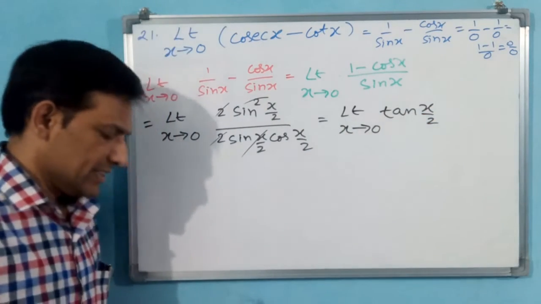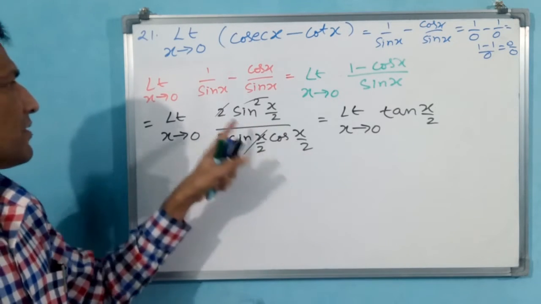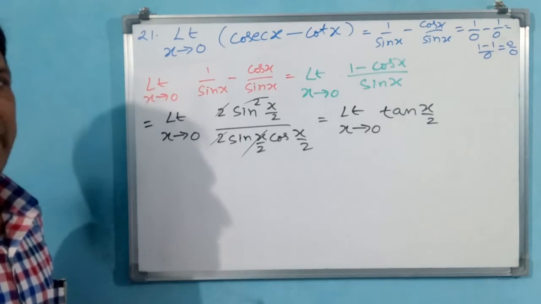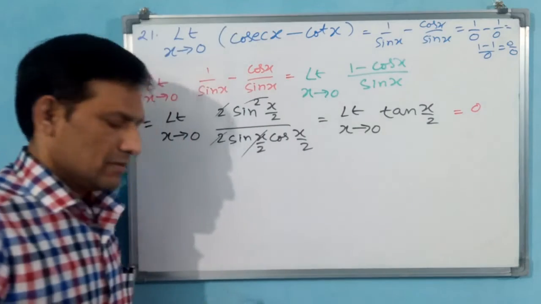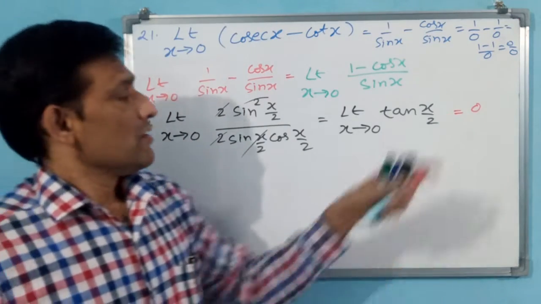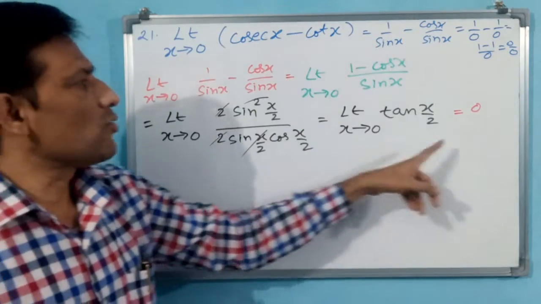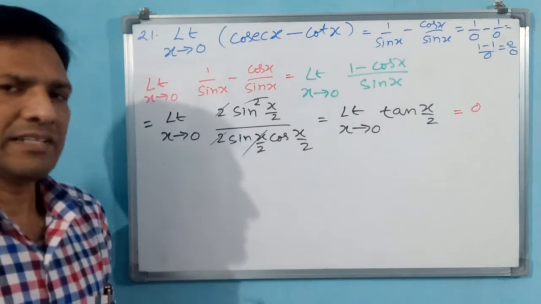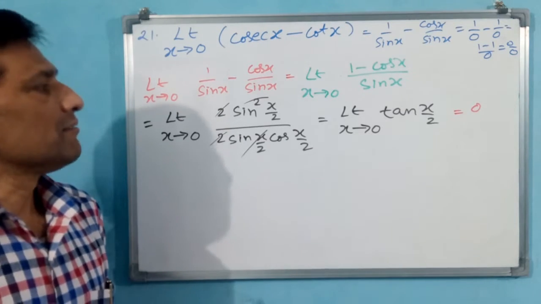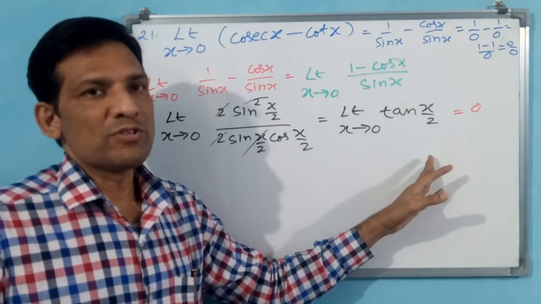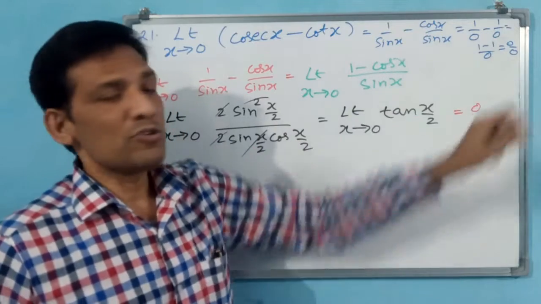Is it okay? One sin will be there, cos will be there, x by 2, x by 2. Sin x by 2 by cos x by 2 is tan x by 2. Directly you can apply 0. See, 0 by 0 should not come. You have avoided 0 by 0 and taken it into 0, that's all. It is simply 0. 0 is the limit. Why? Because if you apply 0, tan 0 is going to become 0. If simply 0 comes, that is the correct answer. But 0 by 0 should not come.